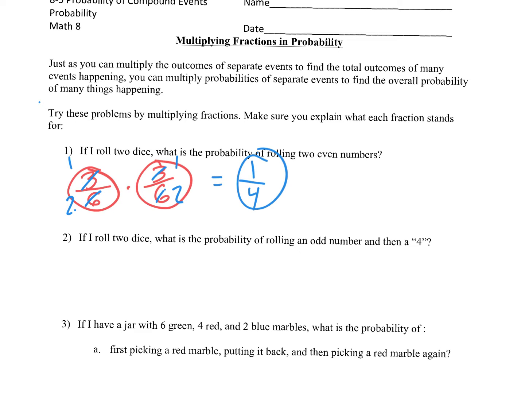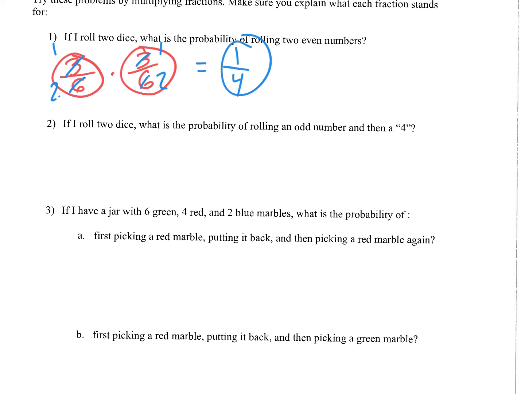All right, if I roll 2 dice, what's the probability of rolling an odd number and then a 4? So we've got 2 events happening, the first roll and the second roll. And we have to just find the probability of rolling an odd number in the first circle and a probability of rolling a 4 in the second circle, and then multiply those together. Go ahead and try that.